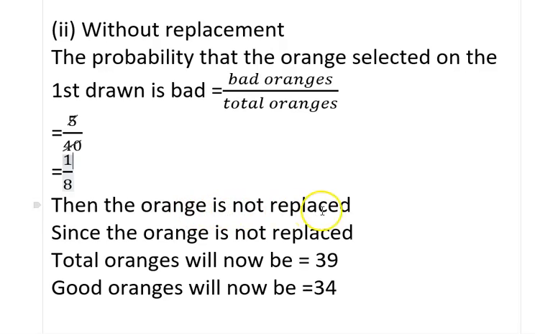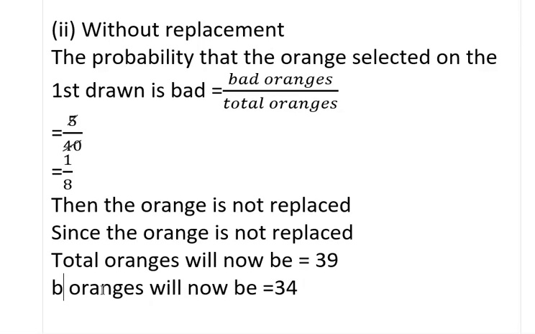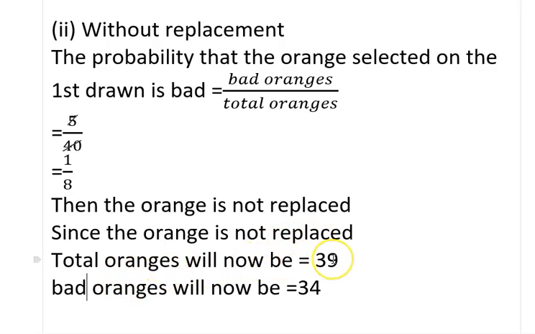Then the orange is not replaced this time around. Since the orange is not replaced, total oranges will now be what? Will be 39. But bad oranges will reduce also. Since the first orange has been drawn, then the second one will be drawn now, but it is not replaced. So bad oranges will now be, instead of 5, they will now be what? They will be 4, since the first one is not replaced.